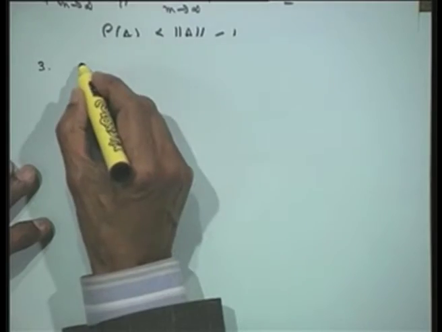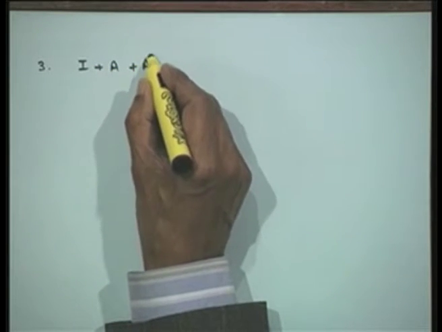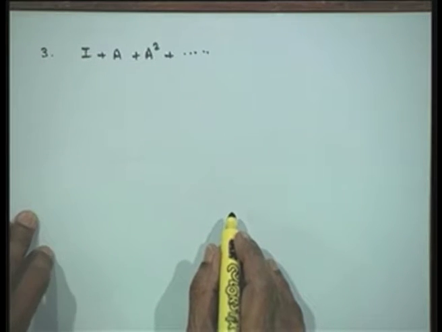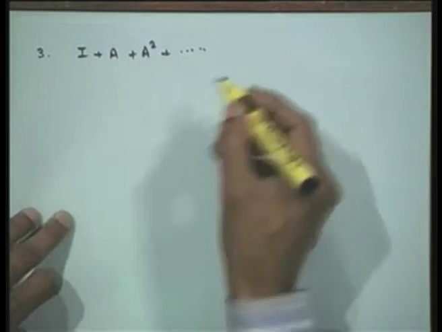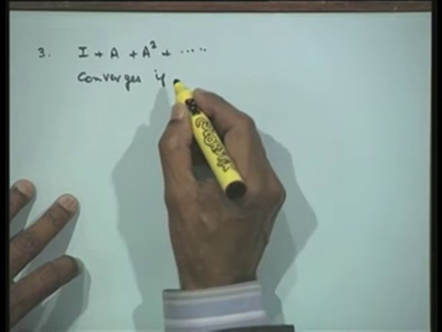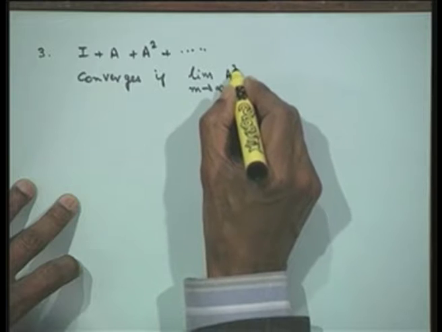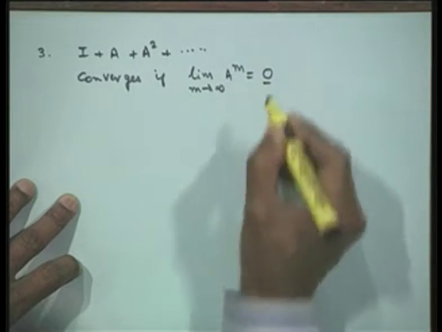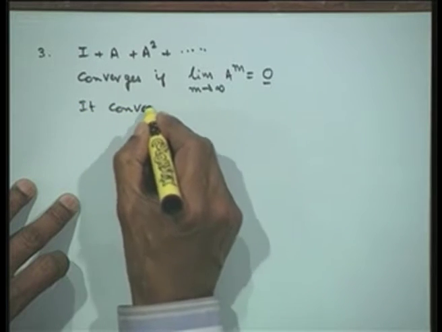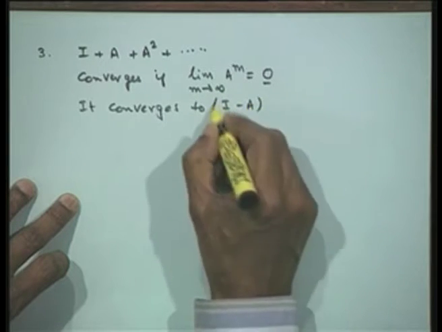So result 3 we can say, I got this infinite series I plus A plus A square and so on. Now I would like to show that this converges if limit of m tending to infinity A to the power of m is null. And secondly, it converges to I minus A inverse.